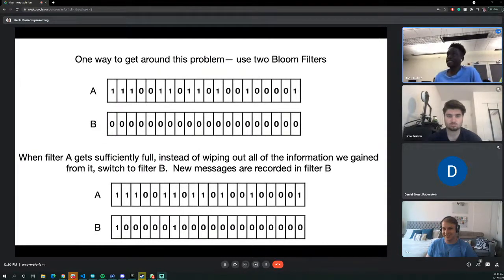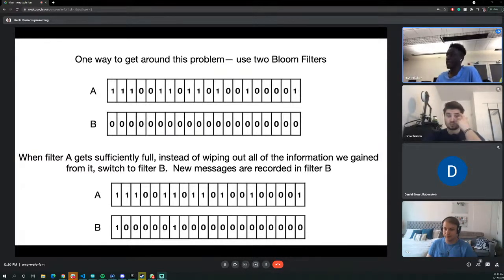So one idea is you could use 2 Bloom filters, essentially. Basically, you have 2 Bloom filters here. I have denoted them A and B. So at first, the algorithm starts as normal. Just add messages to A as normal, and then when A gets sufficiently full, and sufficient means whenever you choose, it's a parameter you can choose, instead of deleting everything and starting all over, instead we don't delete A.